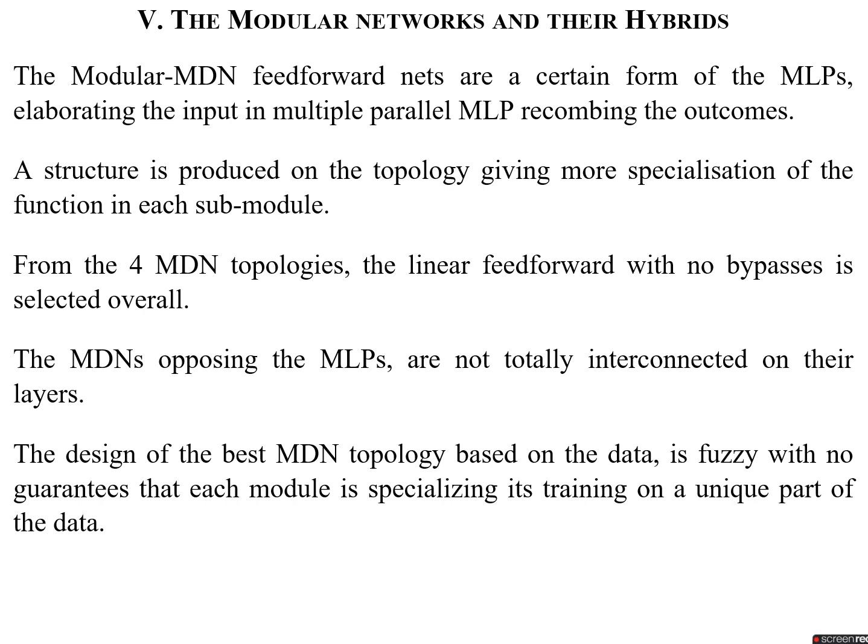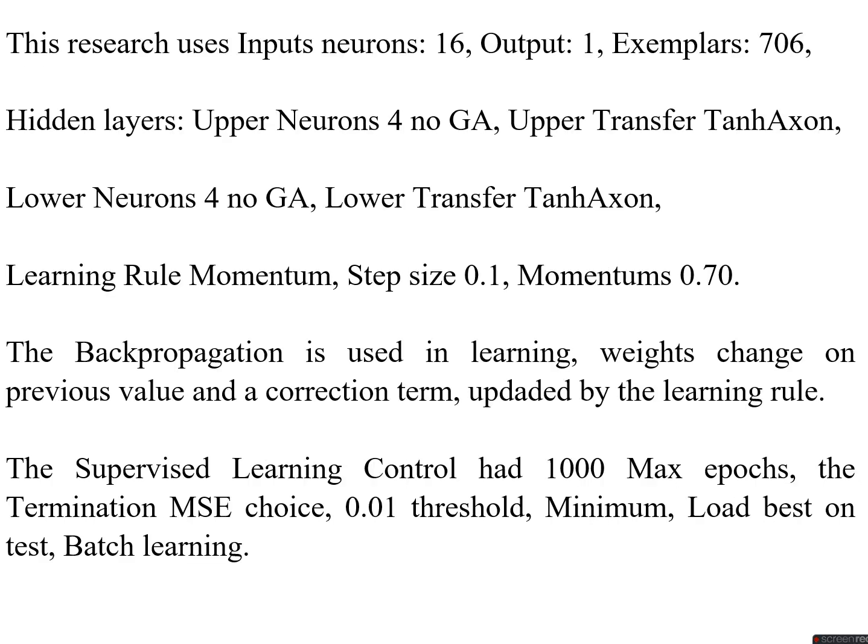The MDNs opposing the MLPs are not totally interconnected to their layers, and the design of the best MDN topology based on the data is fuzzy, with no guarantees that each module is specializing its training on a unique part of the data. This research uses 16 input neurons, 1 output, 706 exemplars. The hidden layers use the upper neurons form of 4 neurons with no GAs.